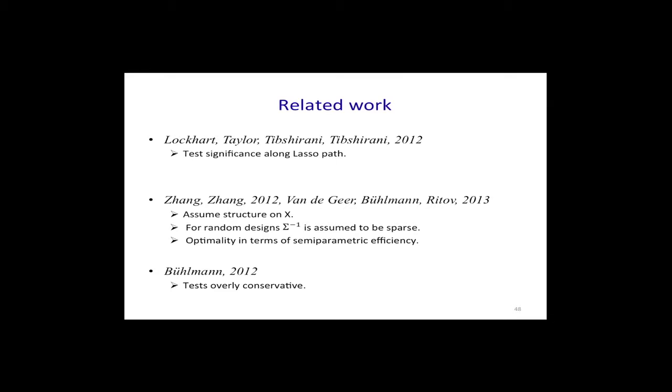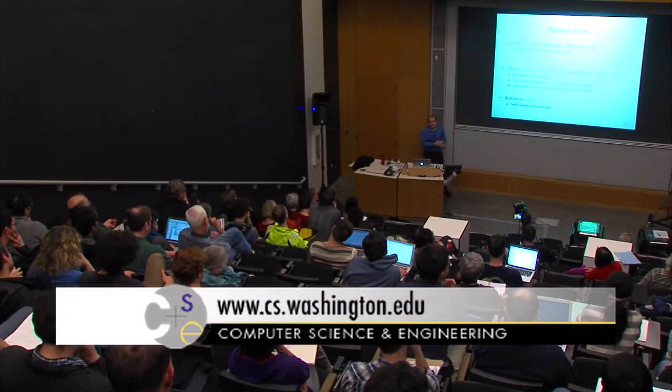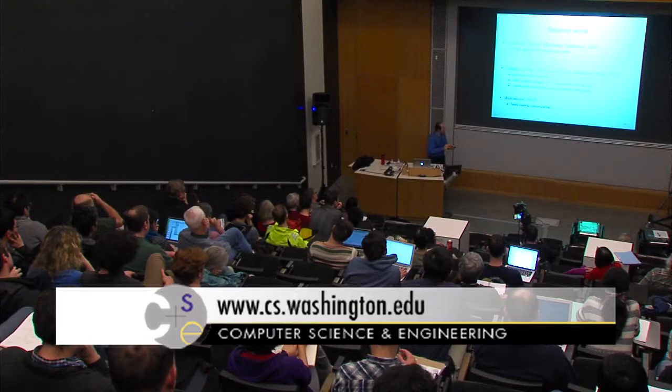And here, this is not a typo. Tibshirani, one is father and the other is son. And Zhang and Zhang, again, is not a typo. There are two different persons. For instance, to address your question, Ali, here, they try to find a matrix M to be a very good approximation for the precision matrix. And they require the sigma inverse, the precision, to be sparse. But we don't have such an assumption here. And they prove optimality in terms of semi-parametric efficiency. You can also pose the problem from a hypothesis testing point of view and say that I want to test whether the single parameters of my regression problem are zero or non-zero, and assign a p-value to that problem.